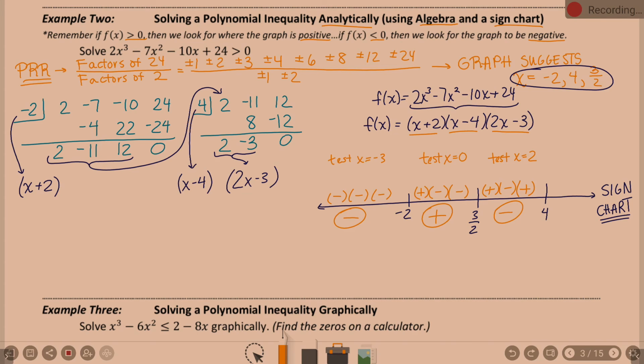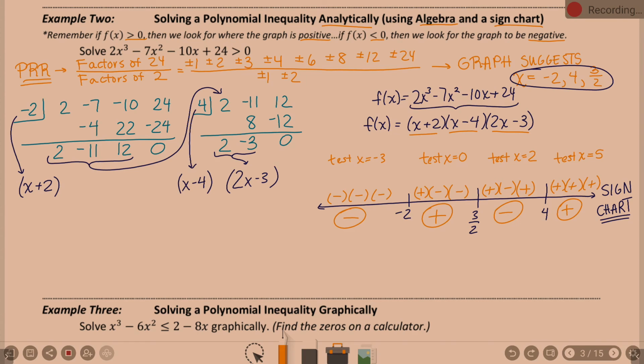Okay, and I need a value bigger than 4. 5, 6, 7, you pick. Okay, so 5 plus 2, 5 minus 4, 2 times 5 minus 3, all positives. All positives multiplied together results in a positive.